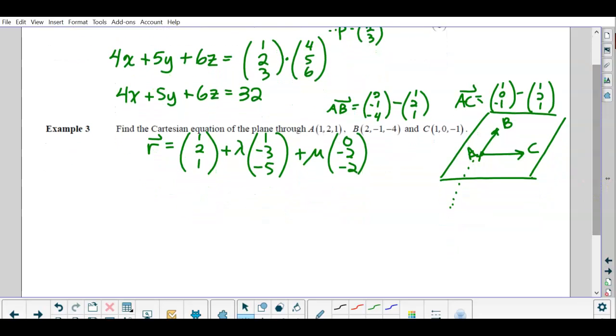But from the vector equation, then you can come up with your parametric equations and put them into Cartesian. I'm going to keep it with this not reduced, just to see how that plays out in terms of our equation. So x equals 1 plus lambda, y equals 2 minus 3 lambda minus 2 mu, z equals 1 minus 5 lambda minus 2 mu.